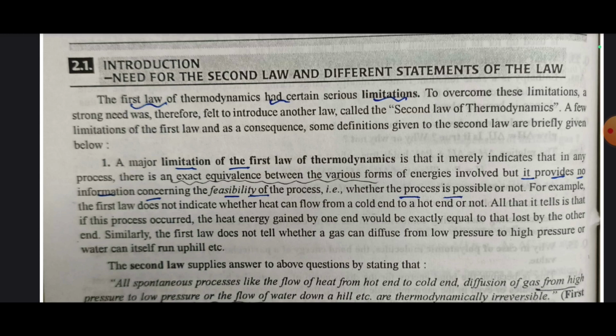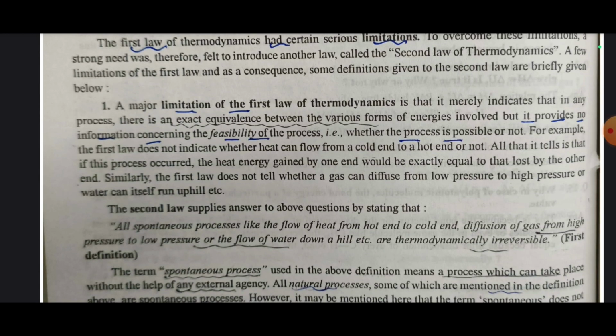To overcome these limitations, a strong need was therefore felt to introduce another law called the second law of thermodynamics. A few limitations of the first law and, as a consequence, some definitions given to the second law are briefly given below. First, a major limitation of the first law of thermodynamics is that it merely indicates that in any process there is an exact equivalence between the various forms of energies involved, but it provides no information concerning the feasibility of the process, that is, whether the process is possible or not.